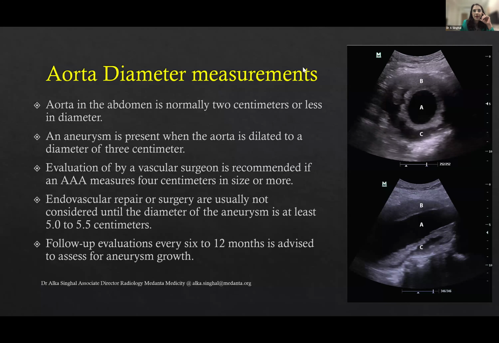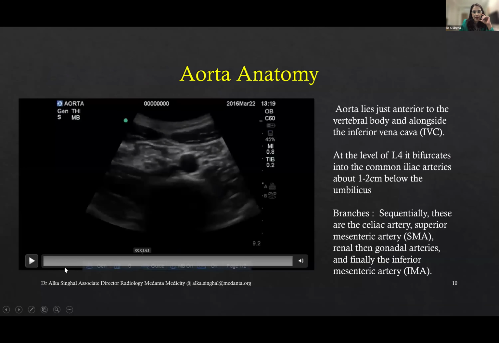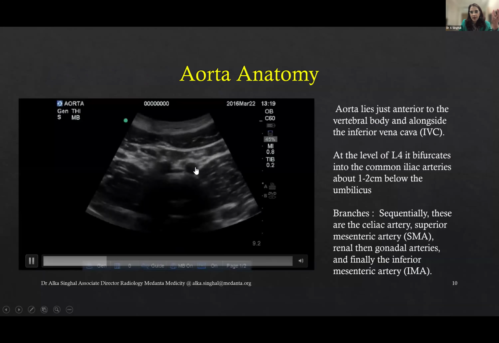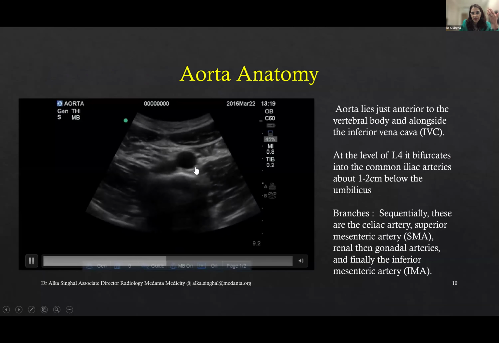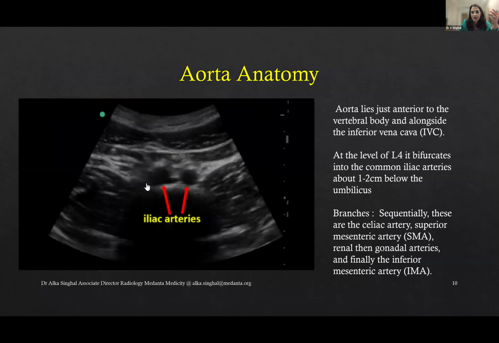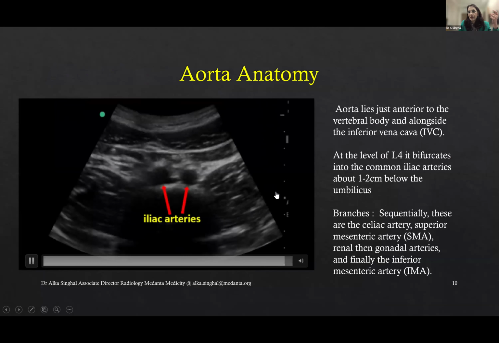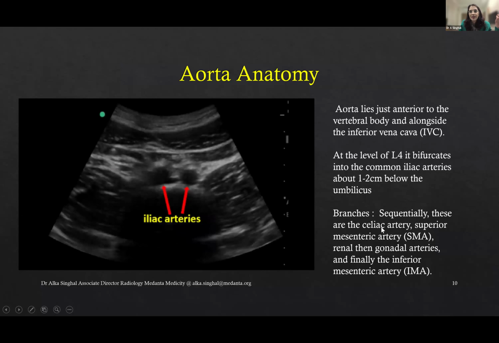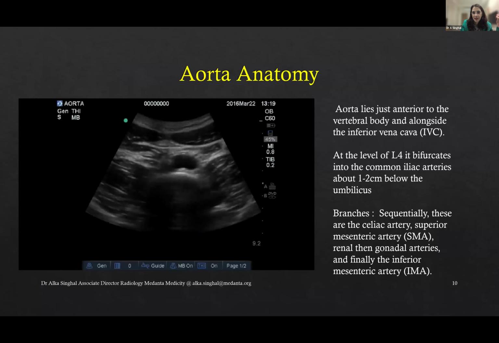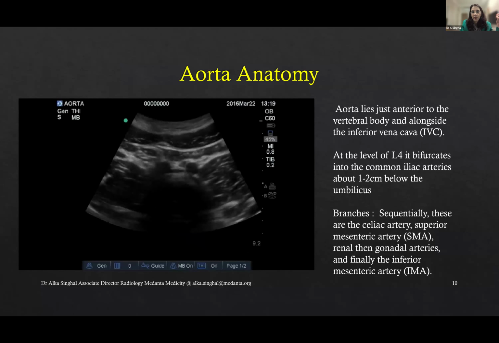Okay, now coming to this, this is how we look at the anatomy. We go all the way from the top, look at the bifurcation of the arteries and go up to the iliac arteries, and sequentially the branches that we see for the aorta: celiac artery, SMA, the renal, gonadal, and the inferior mesenteric artery we see. Okay.